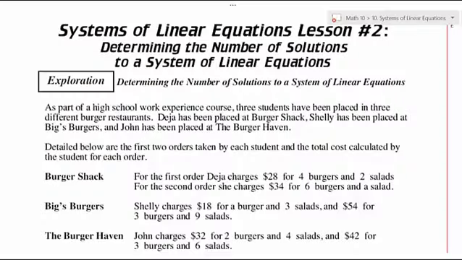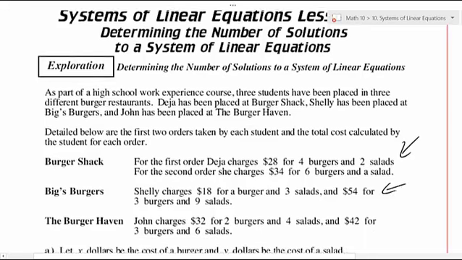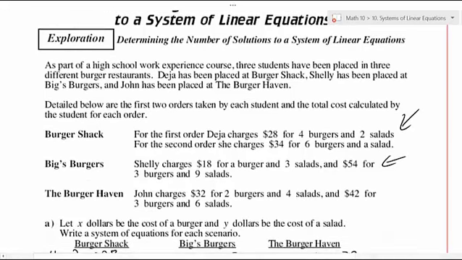Let's take a look. Hi class, I've got this situation to help us look at determining the number of solutions to a system of linear equations. We've got this work experience course. Three students, Deja, Shelley, and John, have been placed, and they are selling burgers and salads. At Burger Shack, we have this situation. At Big Burgers, this is what Shelley charges, and over at the Burger Haven, this is what John charges.